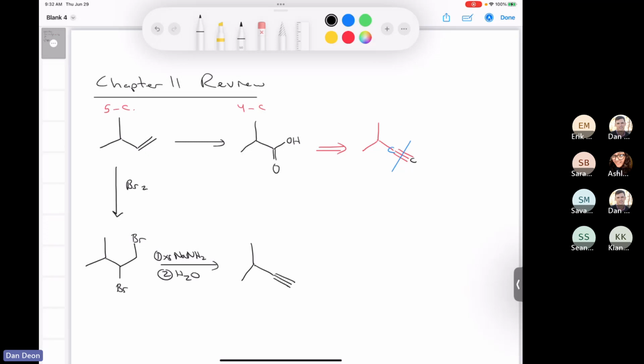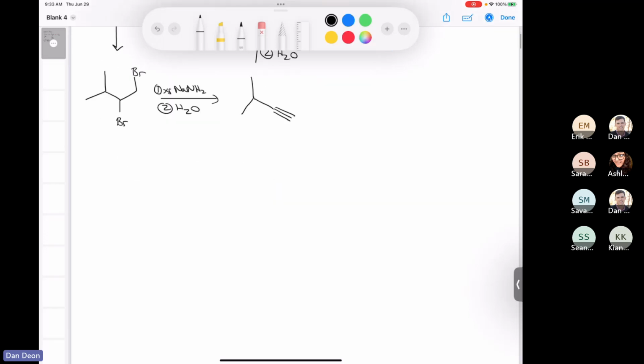So this compound has a total of 5 carbons in it. And then when we do the oxidative cleavage, step 1 is going to be ozone, and step 2 is going to be H2O. There you go. That gives us the carboxylic acid that we want. Give me a thumbs up if you're with me on that one. Pretty good on that one. And again, stop me if you have a question along the way. Okay, so let's move on.